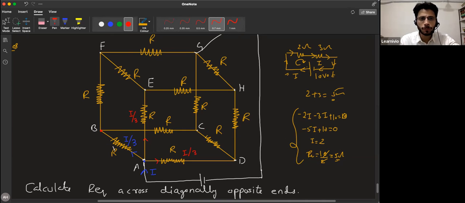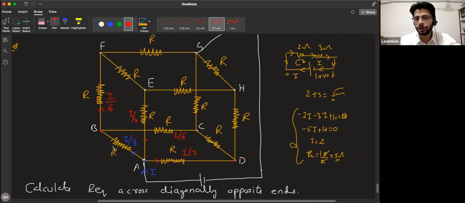Nabil Khan, which current will pass through this R? See, some I by 3 current is entering this point B. Then this current will have 2 paths, one going towards F, another going towards C. So this current will divide into 2 parts. I by 3 divided by 2, which is I by 6. I by 6 will pass through this R, and I by 6 will pass through this R.